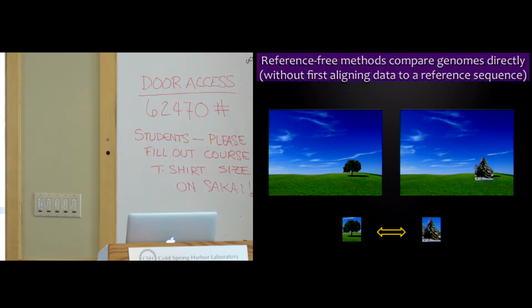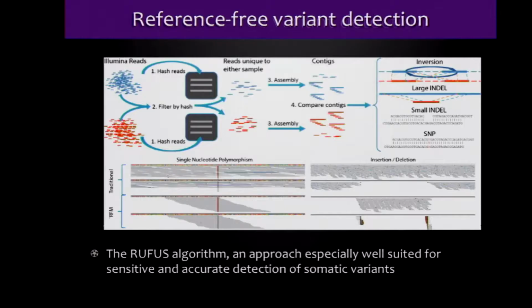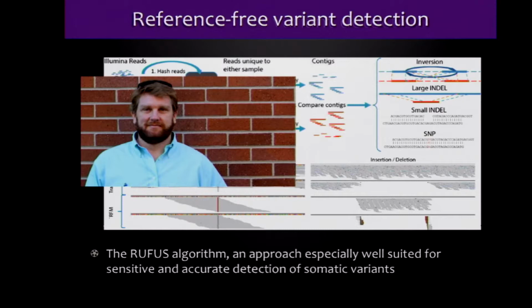Okay, so a method called Rufus is a reference-free variant detection method that does this, and I'm going to go through this. Your TA, Andrew, here, developed this method.